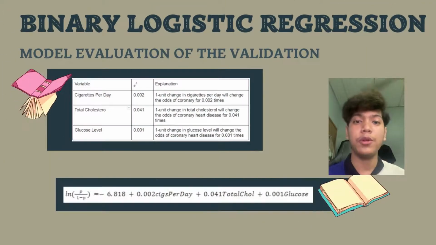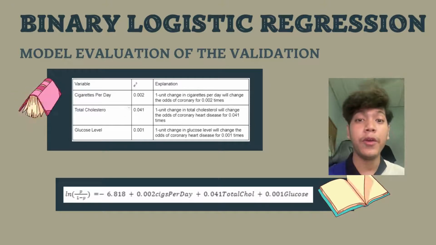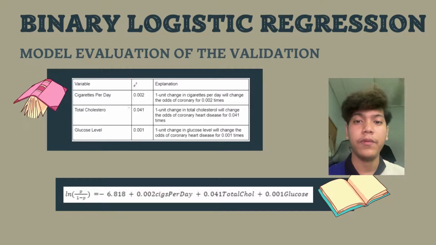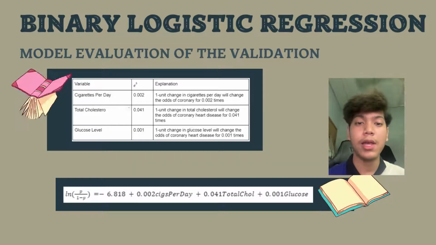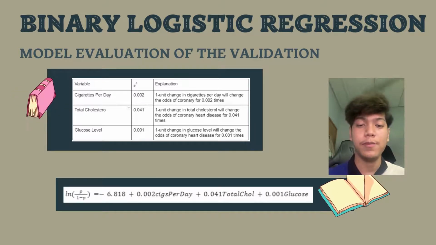Okay, next we move to the odds ratio. For the odds ratio, there are only 3 variables that are significant, where the value is less than alpha, which is 0.05. Therefore, the number of cigarettes per day, total cholesterol level, and glucose level will be in the log expression. And this is our equation for the log expression as below.